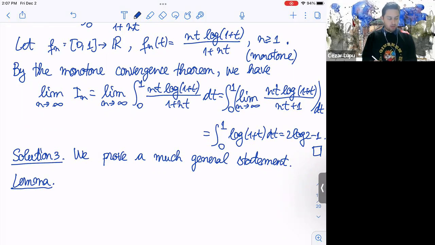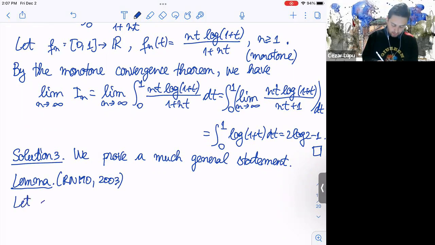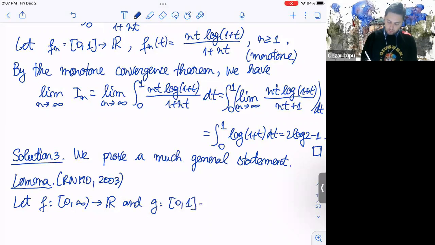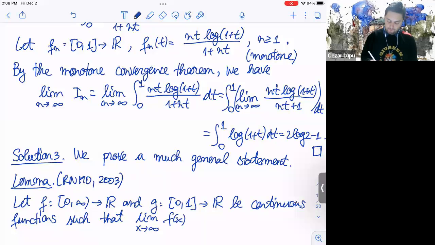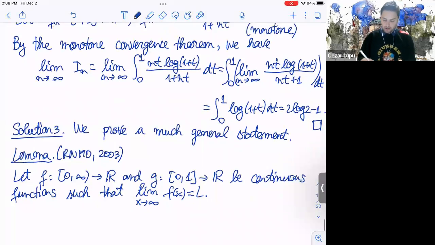In fact, I think it was a Romanian math Olympiad back in the day, 2003. Basically, the problem says the following. Let f be a real-valued function defined on the nonnegatives, and g a function from 0, 1 to R. Both of them are continuous functions, such that the limit as x approaches infinity of f of x is L. And this L is actually a real number.